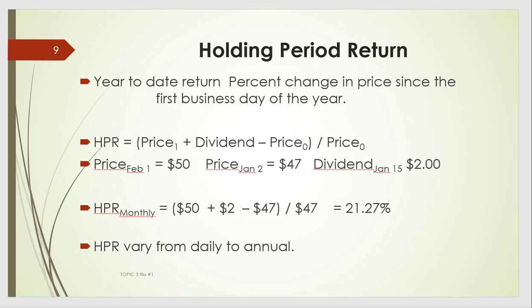So if we look at past data and say, well, on January 2nd, the price was $47, January 15th, there was a $2 dividend, and by February 1st, the stock had risen to $50. So in this case, what is the holding period return for the month of January? It would be $52 minus $47, divided by $47, or about 21.27%. So that would be the monthly holding return.